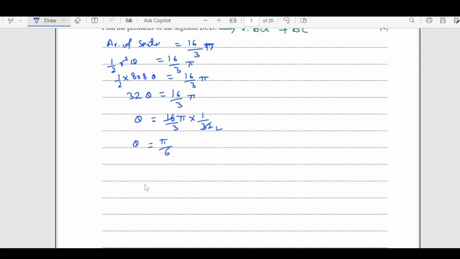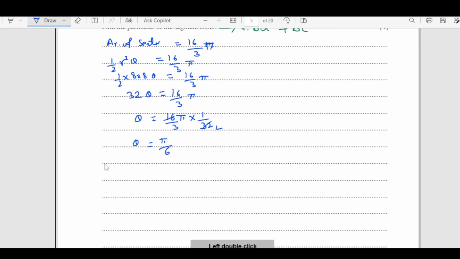Then if we know theta, we can find the length of arc. The length of arc BDC will be r theta. R is 8 times theta is pi over 6, and if you calculate this it comes out to be 4.1887. Directly use the calculator. So this is the length of arc BDC, which we are going to use later.